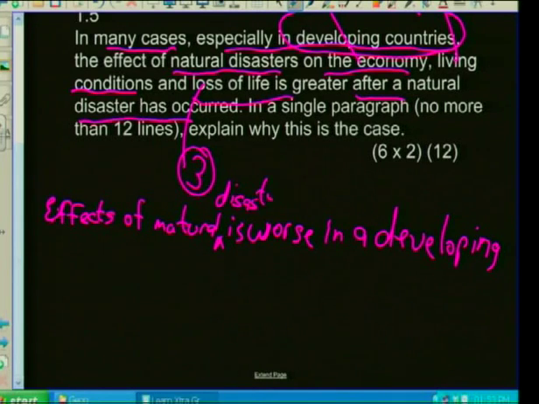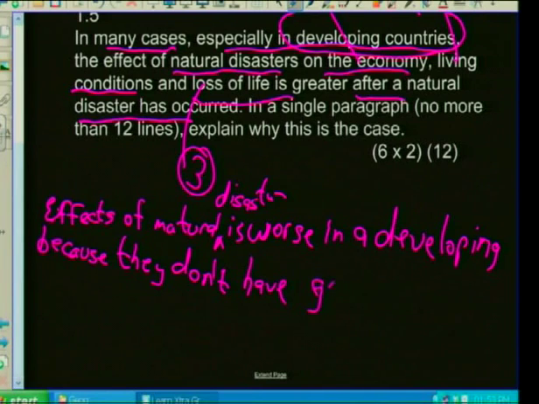Disasters is worse in a developing country, and we can go on to explain because they don't have good infrastructure. I do apologize, learners. I'm just going to put it in short because then we're going to spend so much time writing, and I would limit my time with you talking about the strategies of the questions. So it won't have good infrastructure.